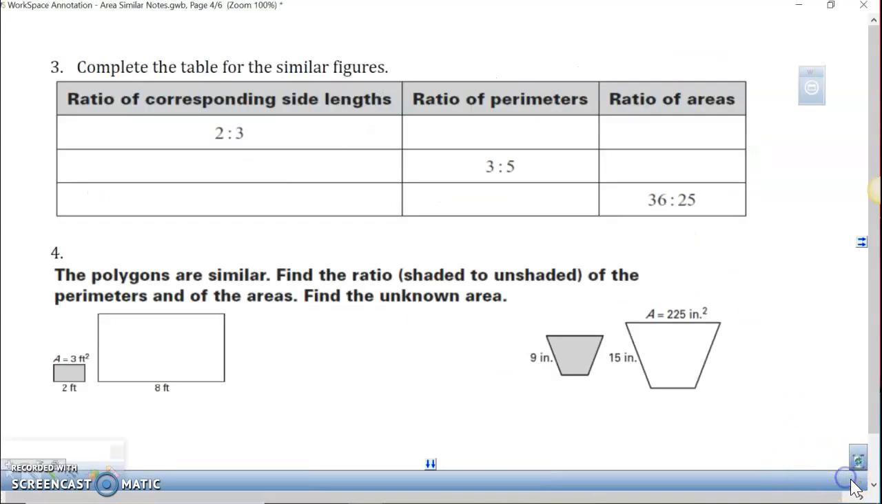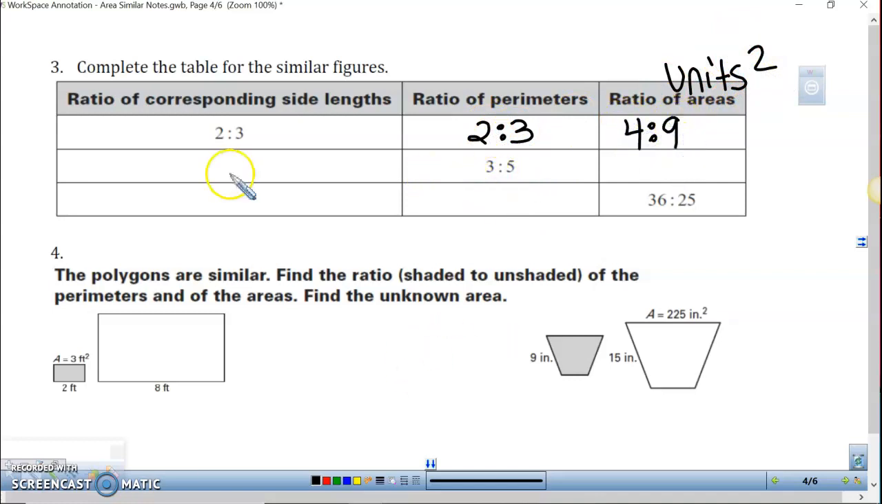All right, so let's move along to the table. Side length and perimeter always contain the same exact ratio. Remember, area is always units squared. This becomes two-dimensional. Square 2, you get 4. Square 3, you get 9. Perimeter and side length, same ratio. To go from side length to area, you square. So 3 squared is 9, 5 squared is 25.